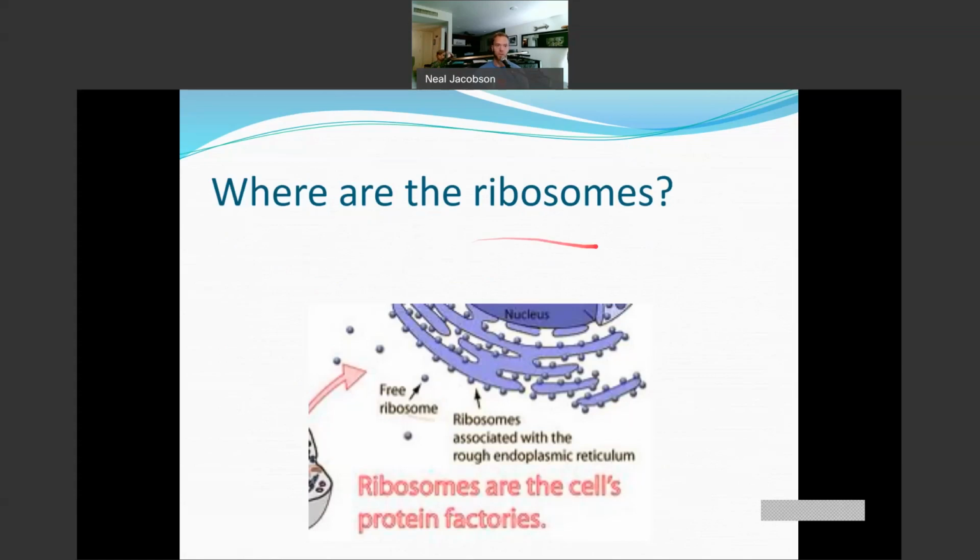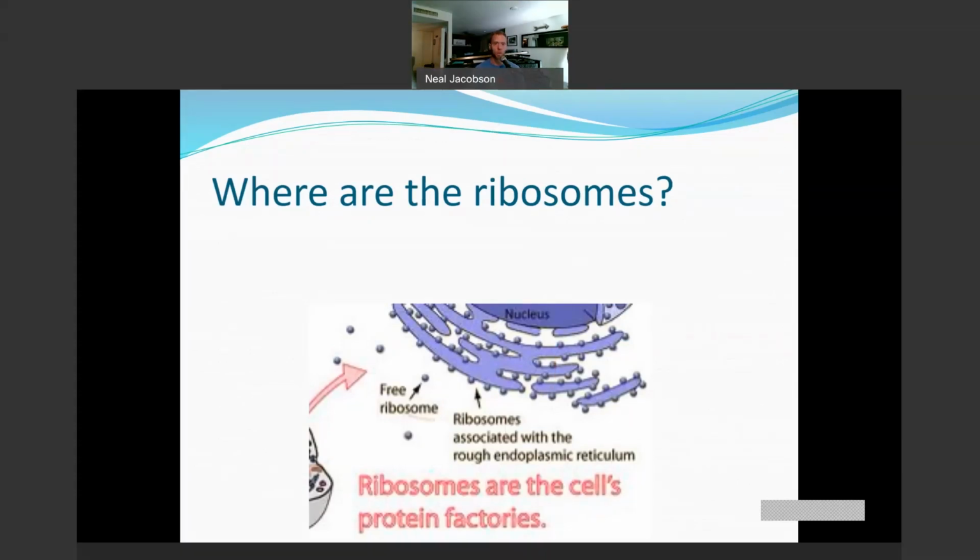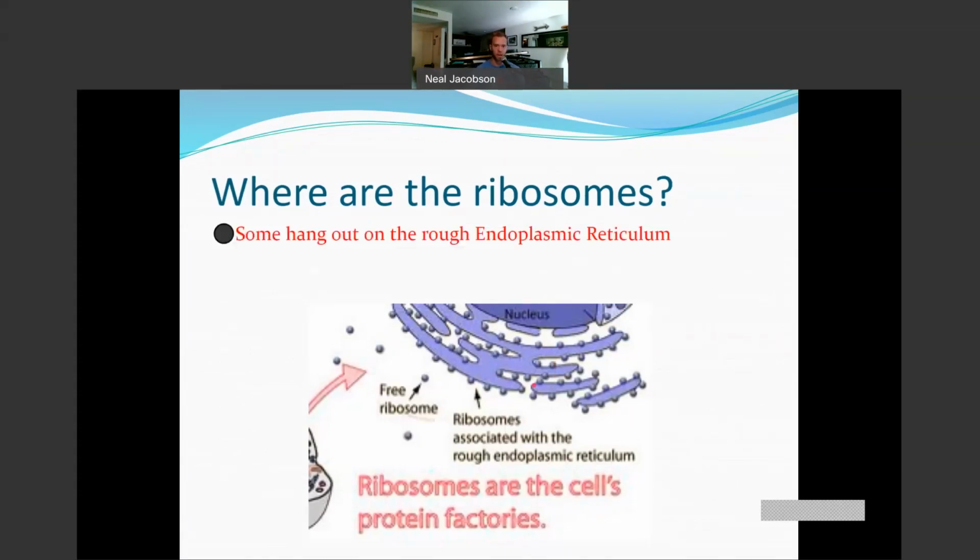So we can ask this question: where do we find ribosomes? Let's take a look at this image, and the ribosomes can be found in two different places. Most of them are going to hang out in the rough endoplasmic reticulum. So that's the endomembrane system that surrounds the nucleus. Once the RNA transcript is made in the nucleus and has all that post-transcriptional modification done to it, it then gets shuttled through the endoplasmic reticulum until it comes through a pore, and the ribosome jumps right on it and starts translation.